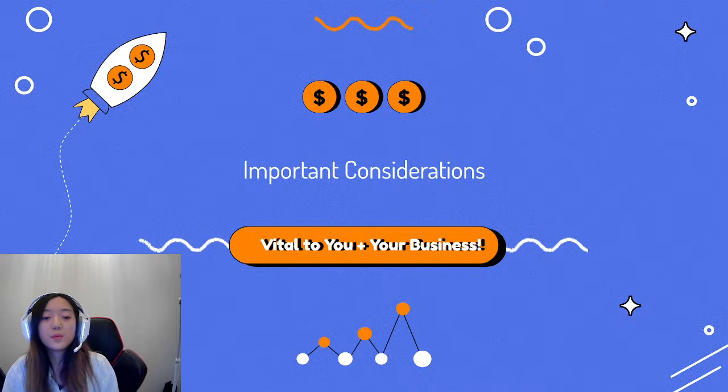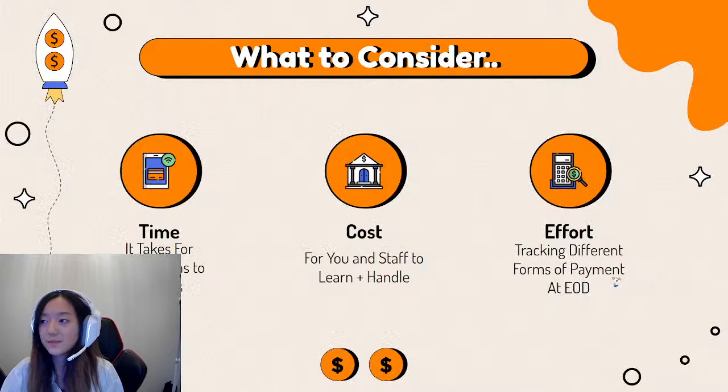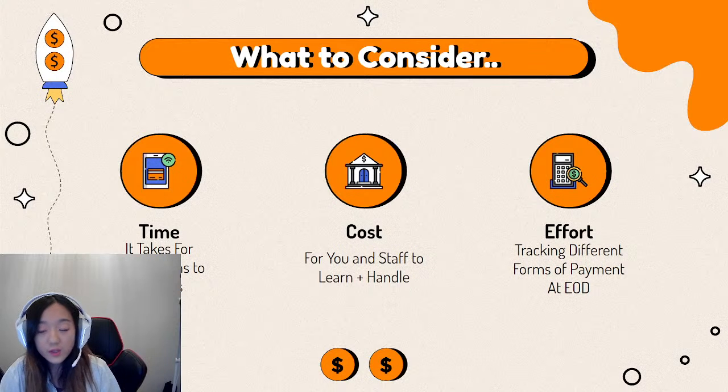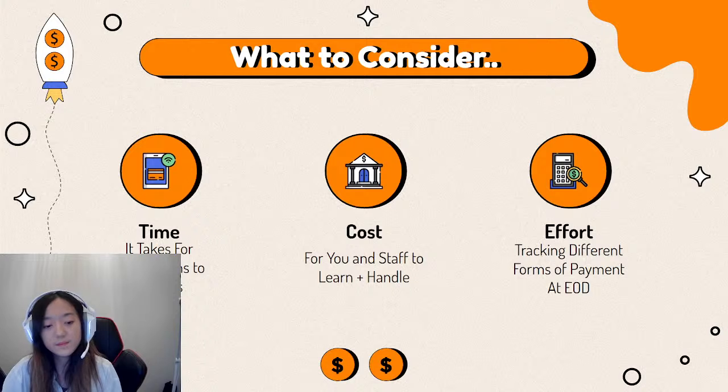Okay, so we have finished the pros and cons. Now let's talk about important considerations. There are three main considerations that I want to mention to you today, and that includes time, cost, and effort. So it takes time for transactions to process and time for you to learn how to use the devices. If you don't know how to operate the devices to accept payments, then you will not be able to use the devices properly or to fix them if anything was to happen.